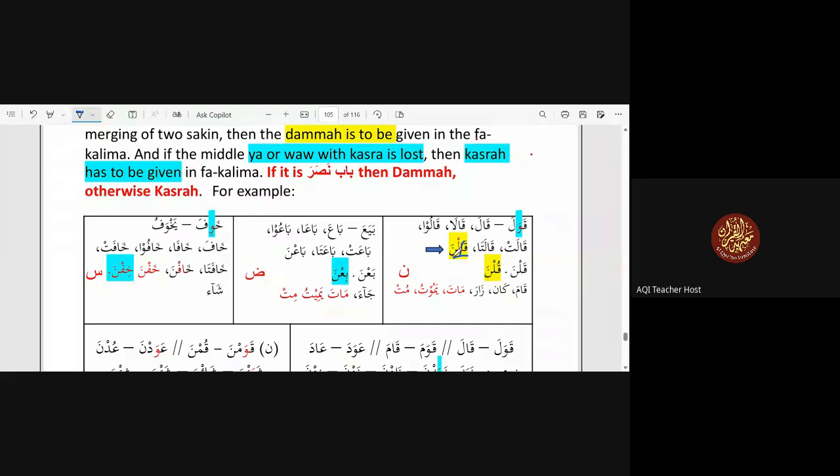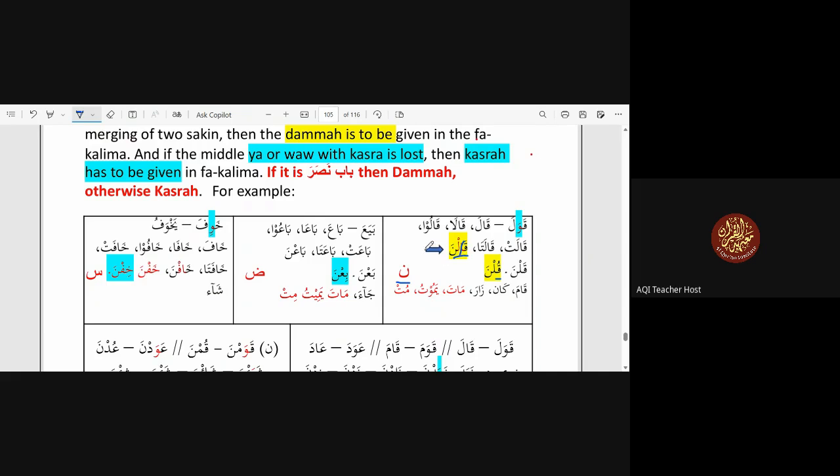Okay, and this is the first part of the rule. Second part, it says that dhamma is to be given to the fa kalima. And if it is bab nasara, then dhamma. Okay, this one we must remember. If it is bab nasara, then the fa kalima will get dhamma. Okay, dhamma on top for the fa kalima. Other than that, for other bab, it will be kasra. For nasara, it will be dhamma, and for other bab, it will be kasra, like daraba or samia. So we'll go through examples for those as well.